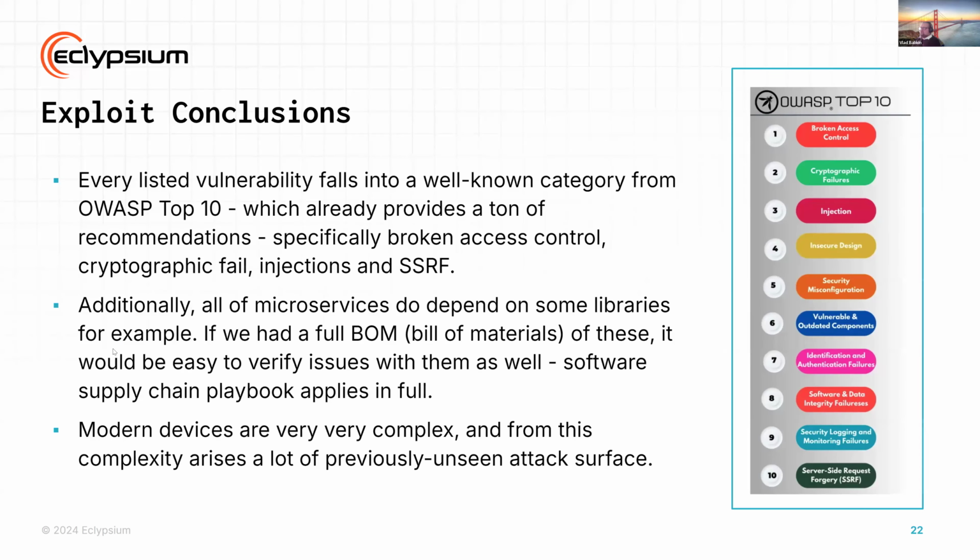Okay, and a bunch of conclusions. Biggest conclusion of them all: every single vulnerability showcased falls into a well-known category from the OWASP top 10. Specifically, we have broken access control, cryptographic failures, injections, and SSRF.